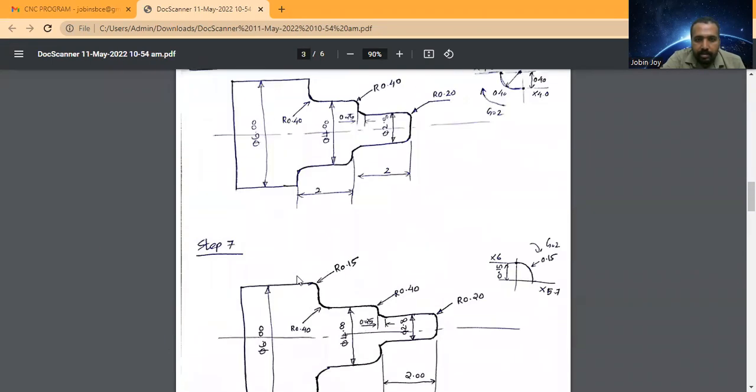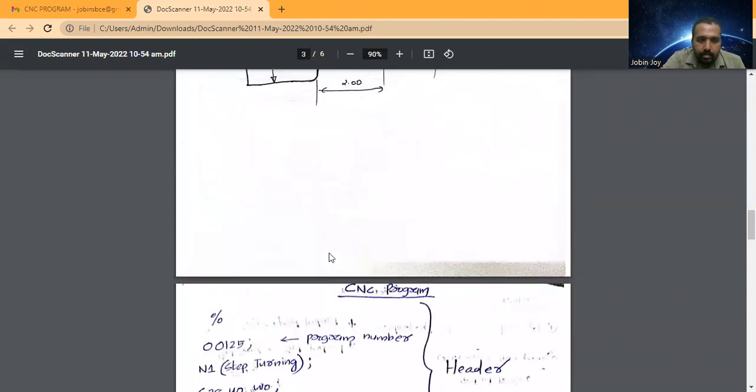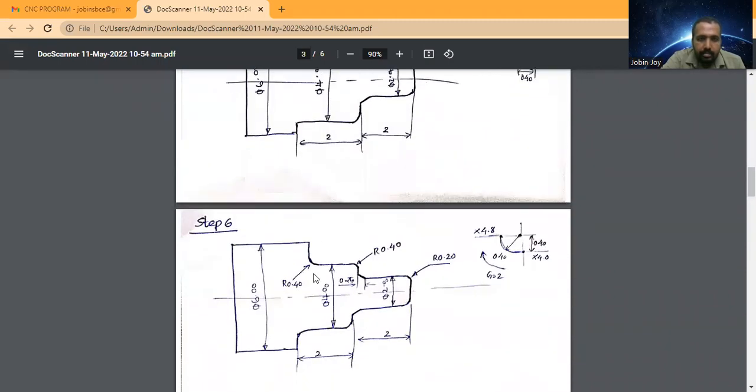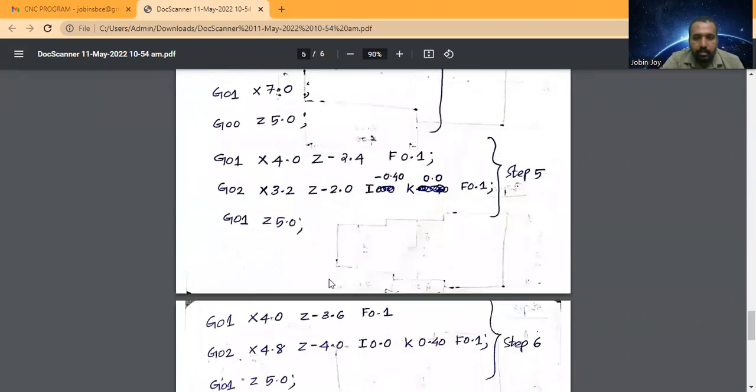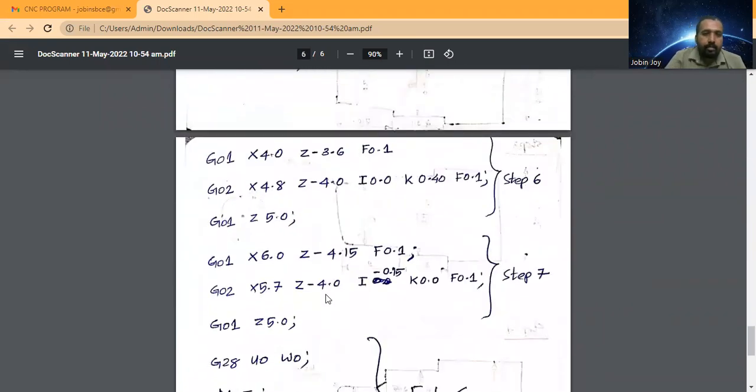Then what next? Here there is an arc 0.40. Okay, that is step number 6, this arc 0.40. Okay, so I will draw this.